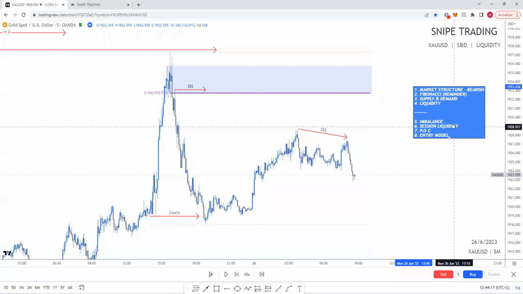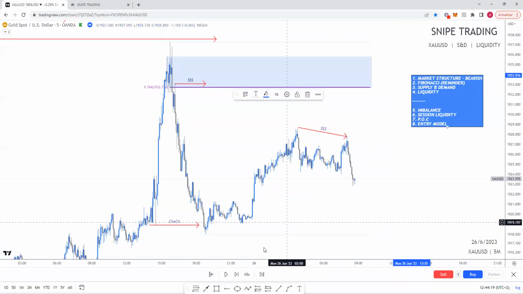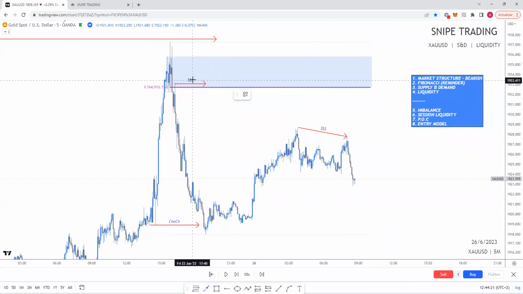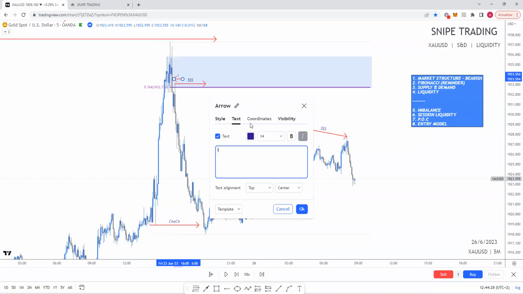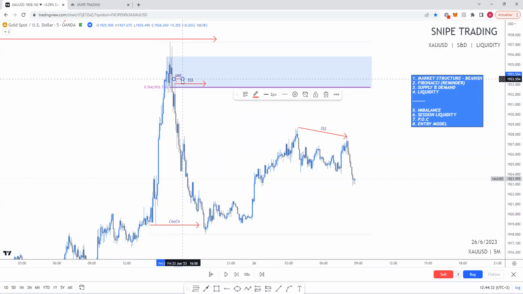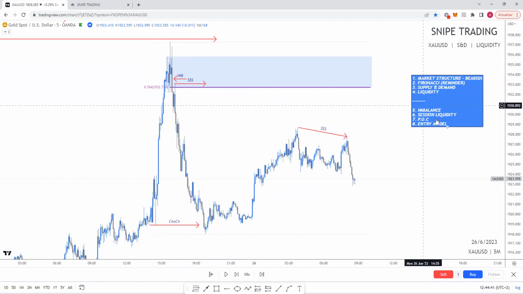And now let's look at the next confluences. So imbalance. We have this imbalance right here after the zone. We have this imbalance, which I'm not sure if price fills it. I think it just taps into the imbalance and then moves. That's where we entered. That's where I entered.